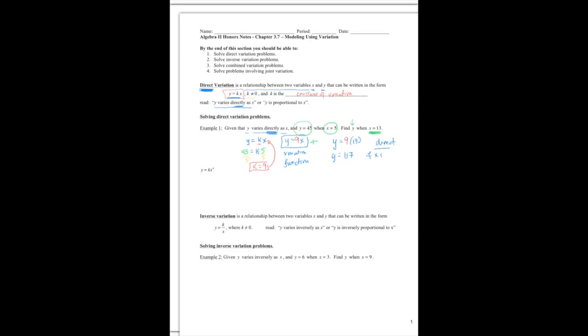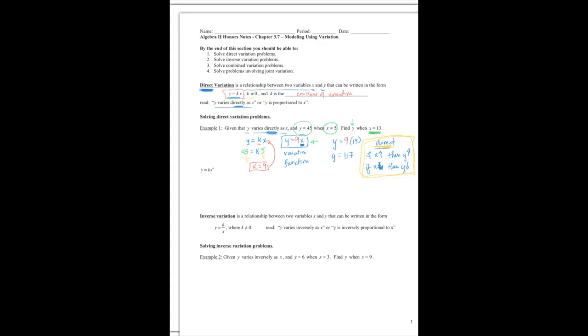So what you notice is that for direct variation, if x is increasing, then y will be increasing. So if I substitute in larger and larger values for x, y will become larger and larger as well. Similarly, if I substitute in smaller and smaller values for x, meaning x is decreasing, then y also will be decreasing. This is the pattern that you will recognize in the relationship between x and y for direct variation.